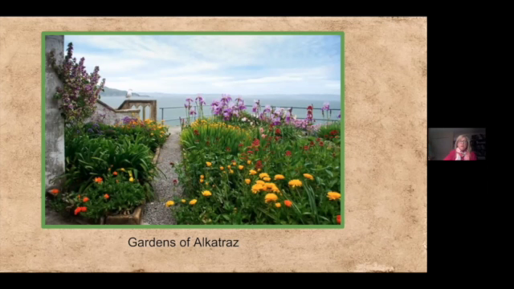but then it all went into disarray in 1963 when the prison closed down. In 2003, it became a national park. So it's the National Park Service, along with the Golden Gate National Parks Conservancy. They began to restore the garden. And then in 2013, they started a florilegium.